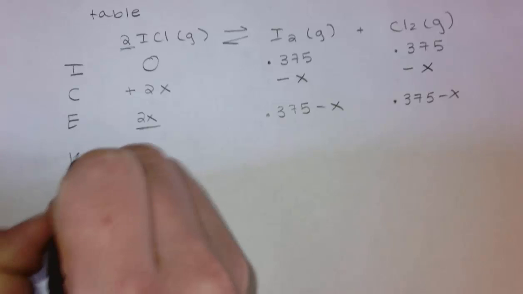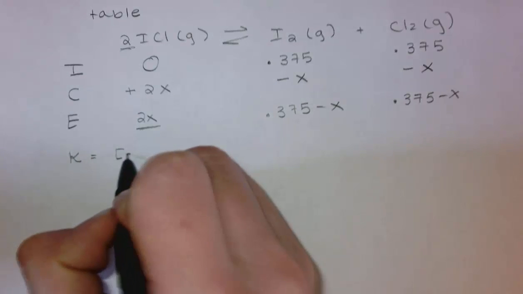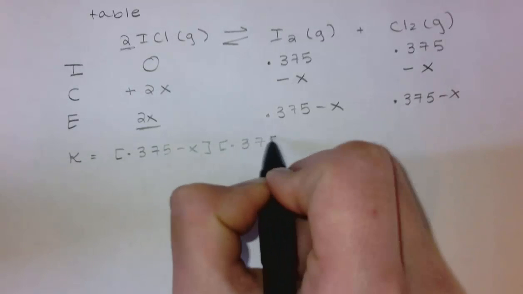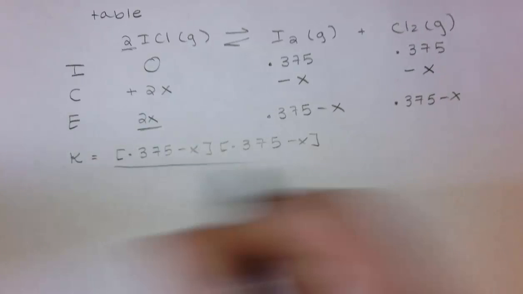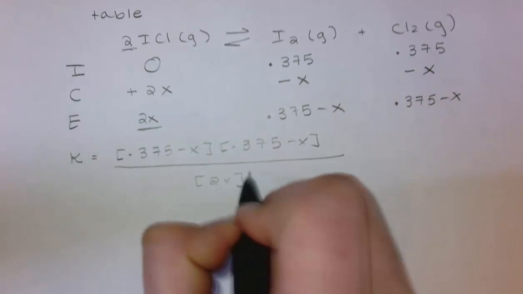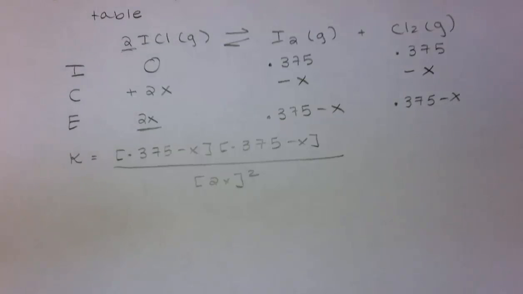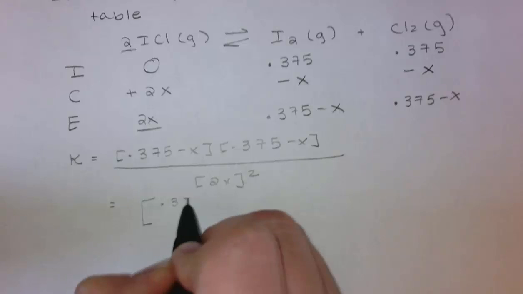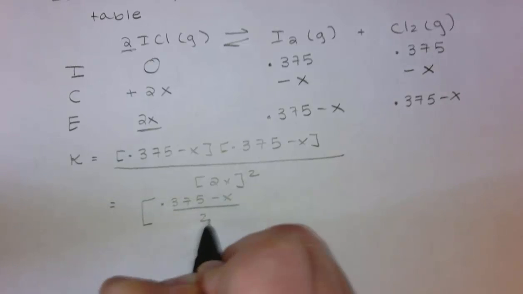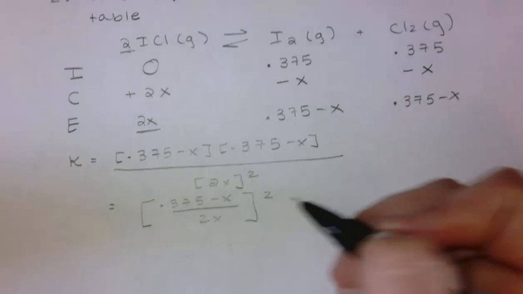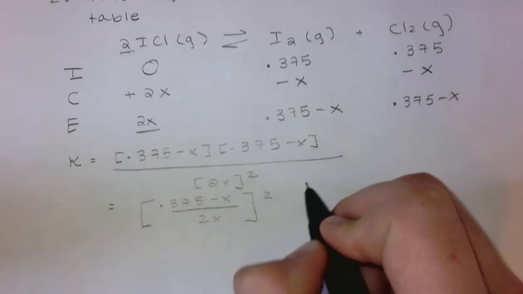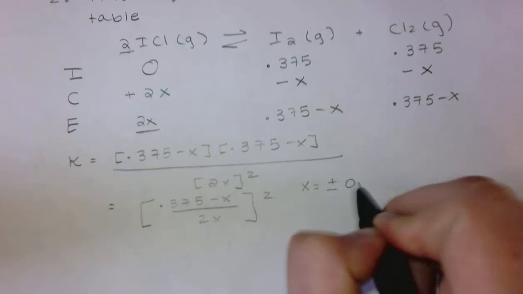So we have that K equals 0.375 minus x, and again 0.375 minus x over 2x squared. Again, this is squared because I'm following stoichiometry. And this just becomes 0.375 minus x over 2x, the whole thing squared, just to simplify it a little bit. And I will let you guys verify my calculations, but I get that x equals plus or minus 0.225.